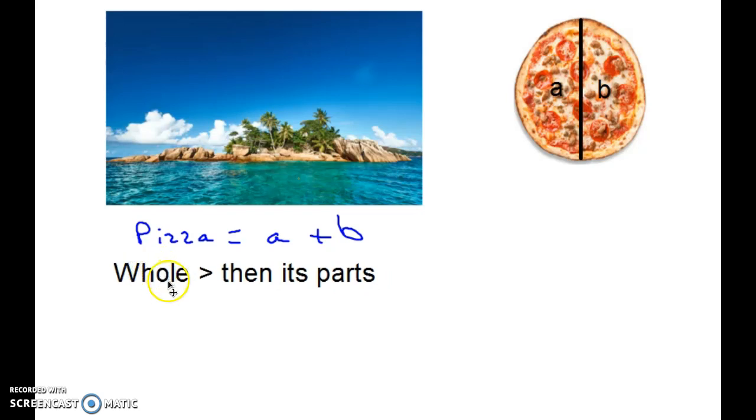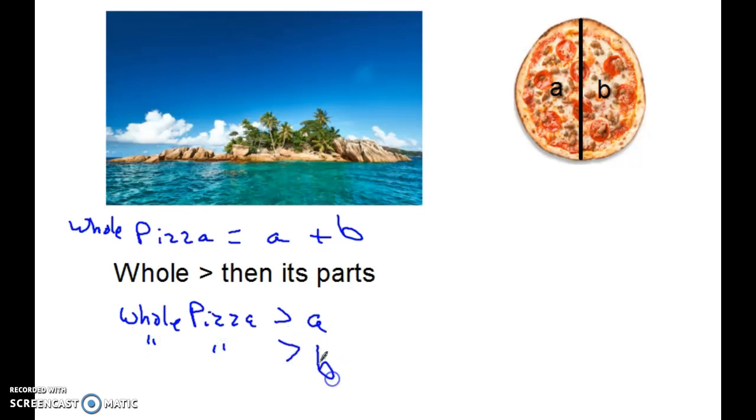And we know that the whole is greater than its parts. So we know that the whole pizza is equal to A and B, but the whole pizza is greater than A, and we also know that the whole pizza is greater than B. So if you were stranded, you would want this whole pizza.